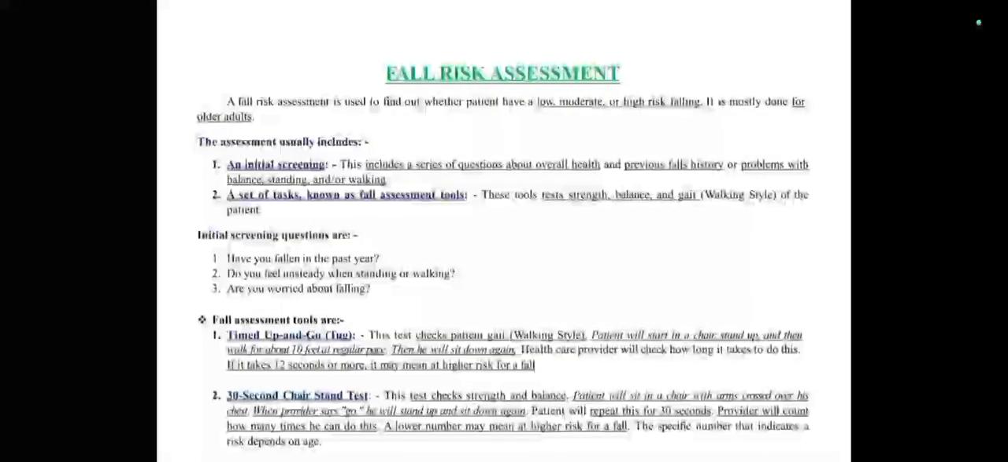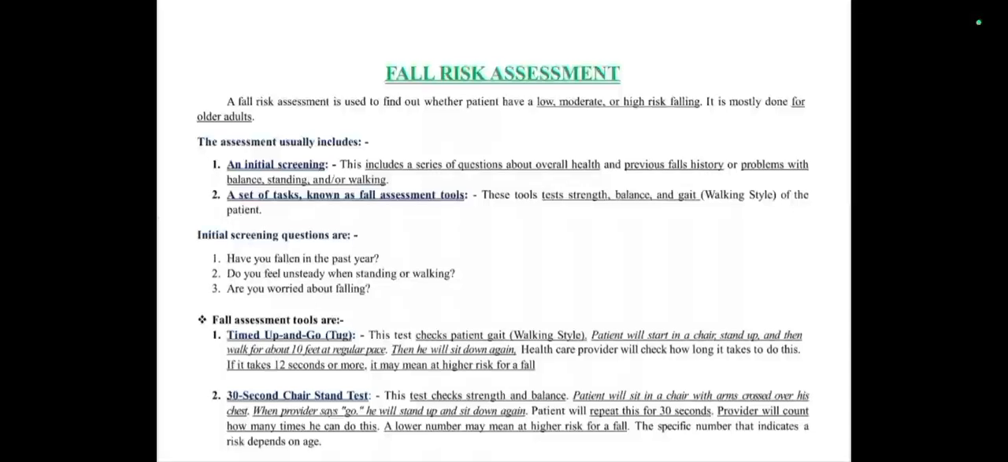I am going to explain about fall risk assessment. A fall risk assessment is used to find out whether the patient has a low, moderate or high risk of falling. It is mostly done for older adults.